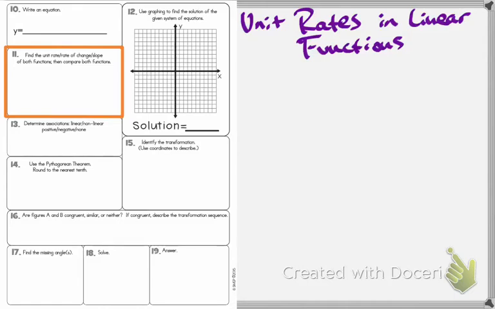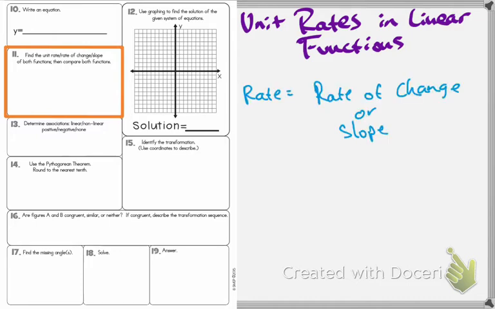Welcome to our tutorial for question 11 of our weekly review. Question 11 is asking us to find the unit rate, or the rate of change, or slope, of both of the functions that are given to you, and then compare the functions with each other. In this particular case, we want to make sure that we're defining a few terms, and then we'll take a look at what this is going to look like for us.